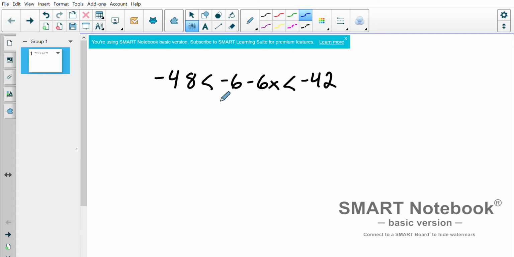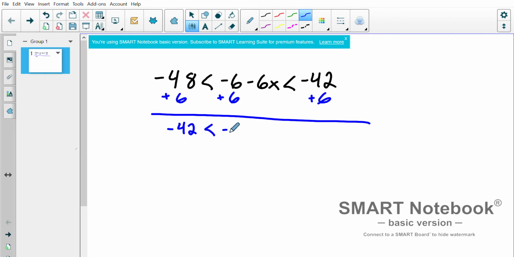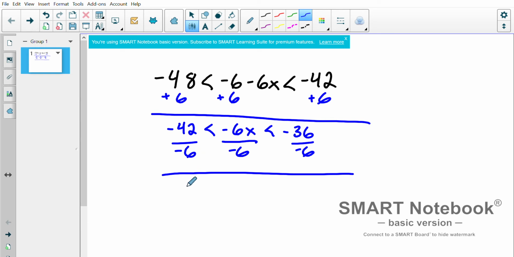As we look at this, we're going to use our inverse operations, add 6 everywhere. That's going to give us negative 42 is less than negative 6x is less than negative 36. Then divide everywhere by negative 6. That's going to give us positive 7. The inequality is going to flip because we divided by a negative number. X is greater than 6.